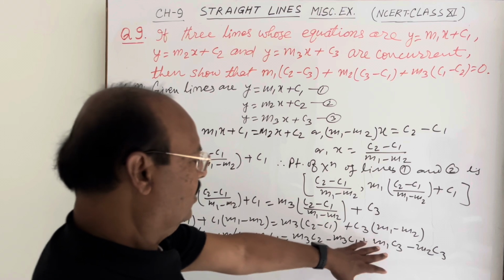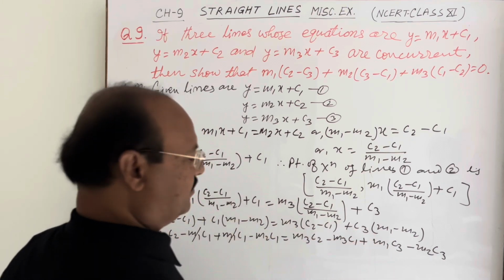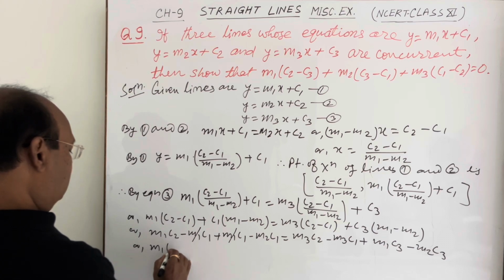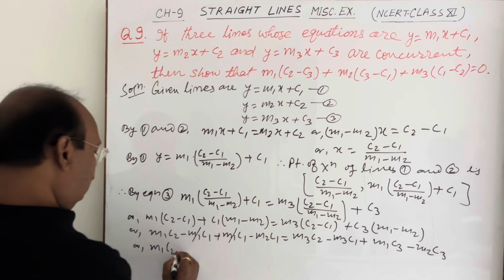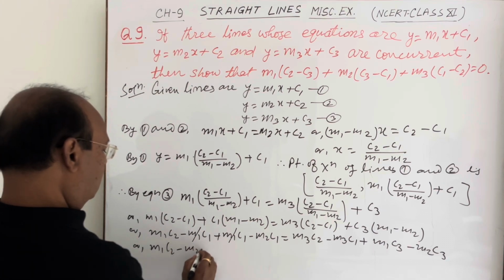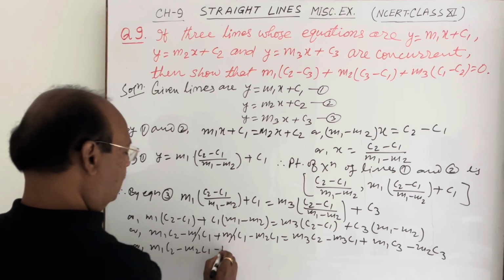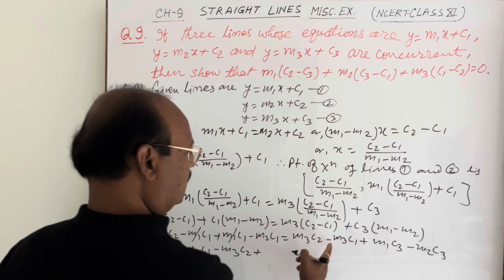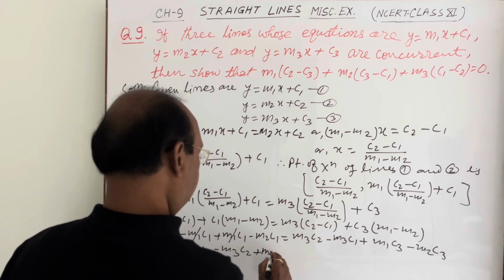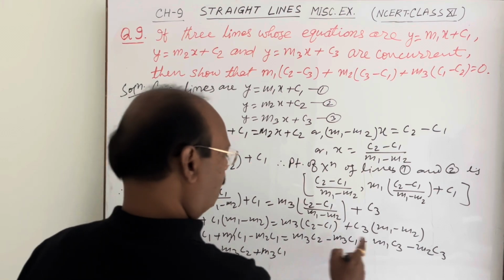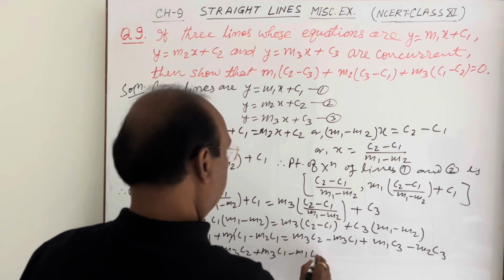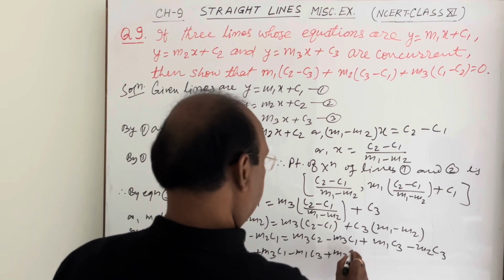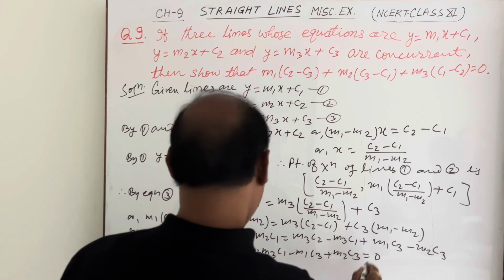So we are getting, transposing all the terms from the right hand side to the left side, m1c2 - m2c1 - m3c2 + m3c1 - m1c3 + m2c3 = 0.